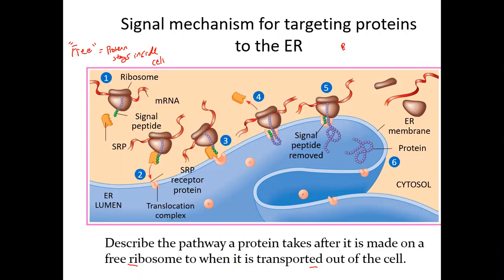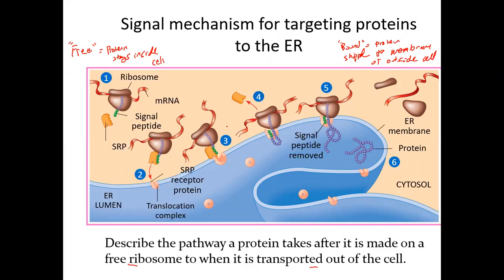If it's a free ribosome, meaning that ribosome is not on the rough ER, the protein stays inside the cell. If it's going to be what's considered a bound ribosome, that protein is going to be shipped out to, I would either say the membrane or outside of the cell.